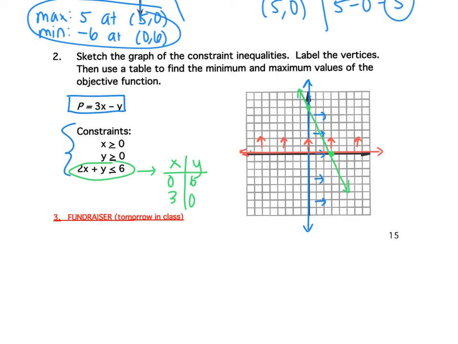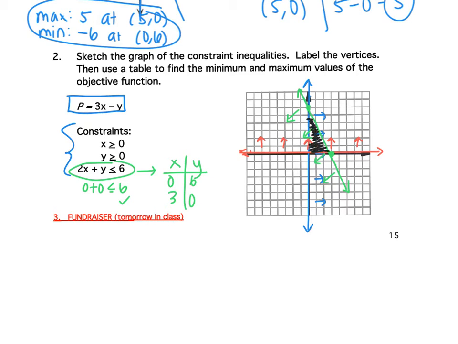Don't just guess on the shading. Plug in a point like we've been doing. If we plug in the origin, we get 0 plus 0 is less than or equal to 6, which is true. So we want to shade towards 0. Okay, so ultimately we're looking for where all those shadings overlap, which is going to be this triangle.